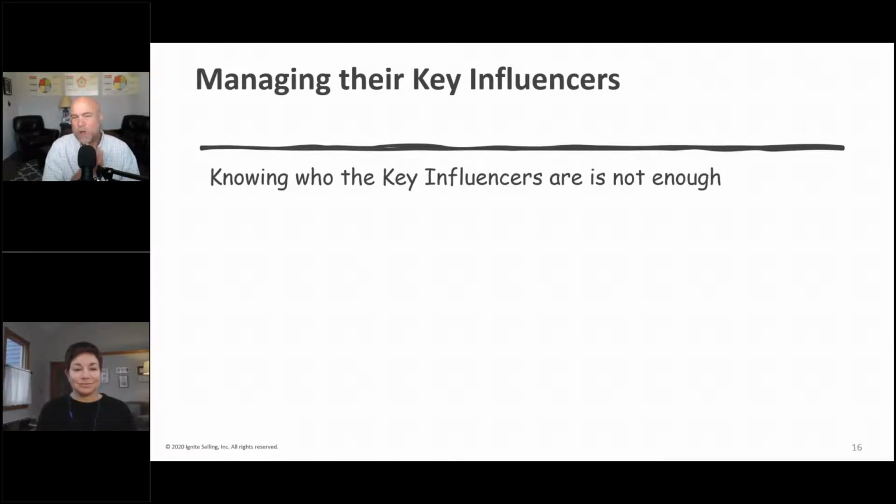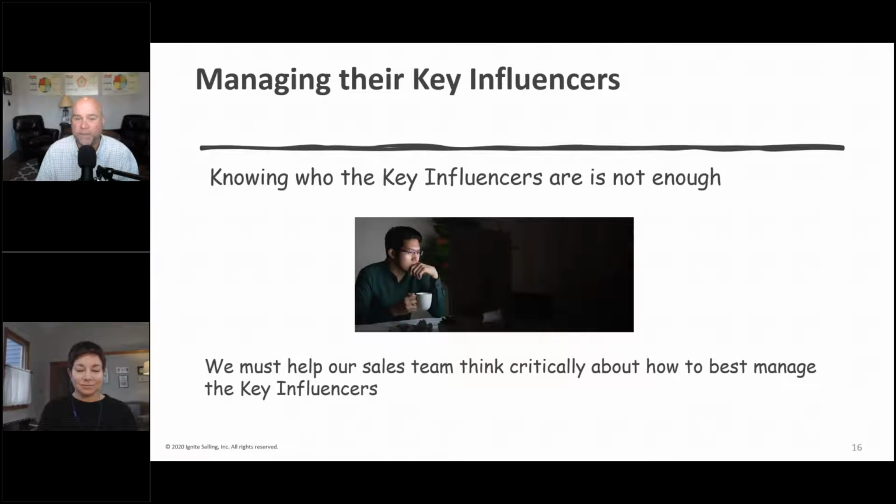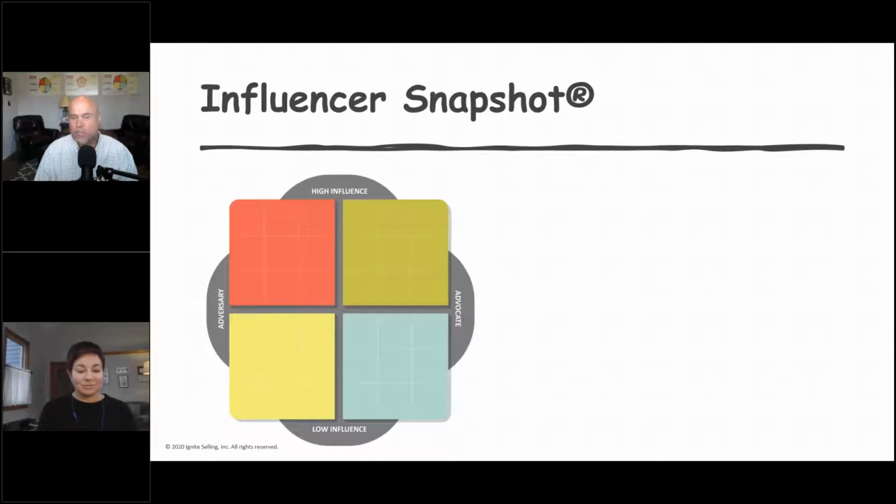So let's talk a little bit about managing these key influencers. We talked about this as our second bullet, as one of the things we want to do is provide you with a tool or some ideas on things that you can do to help your sales team ensure that they're effectively managing those key influencers. But simply knowing who they are isn't enough. We must help our sales team to think critically about how to best manage those key influencers. And so here's a little tool that might be useful for you. We call this tool an influencer snapshot.